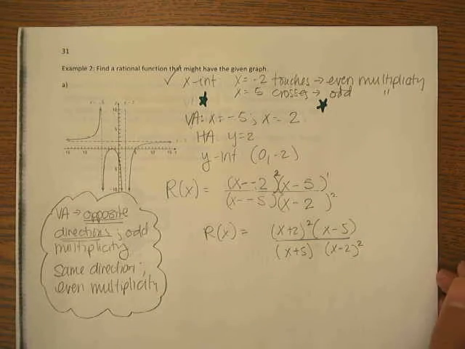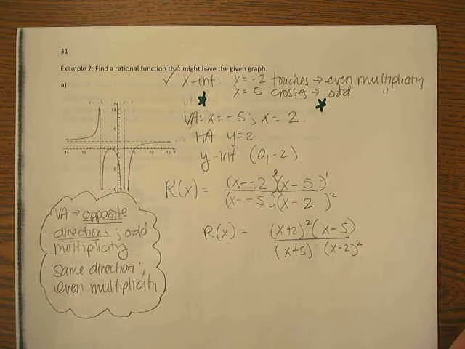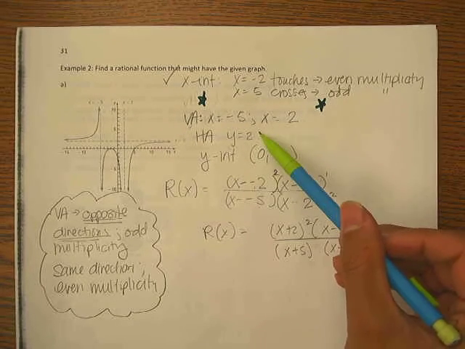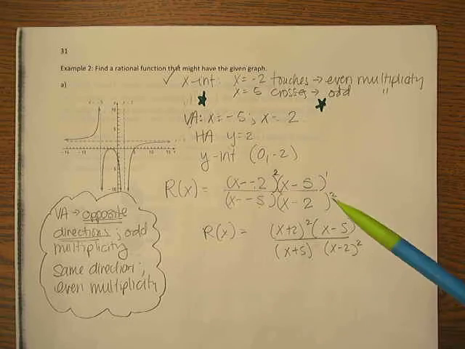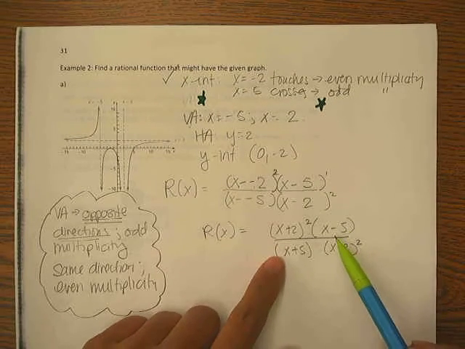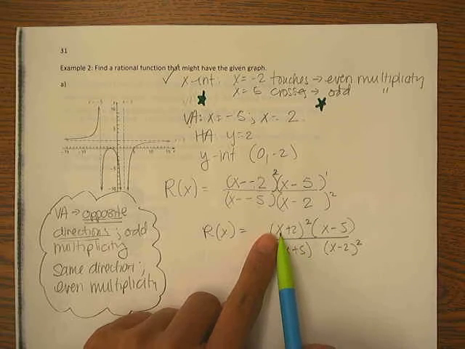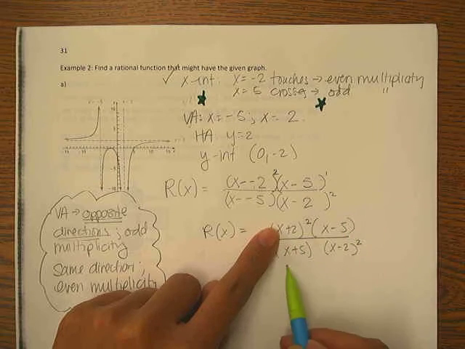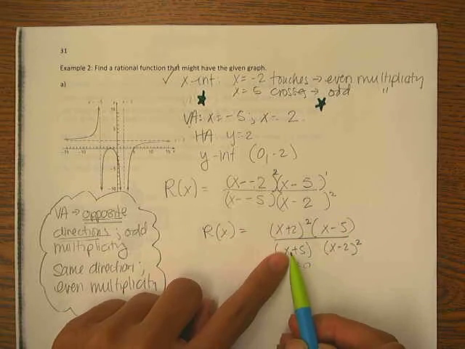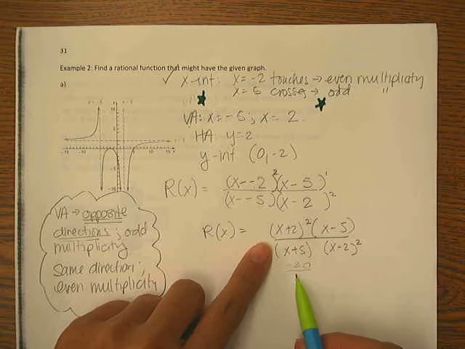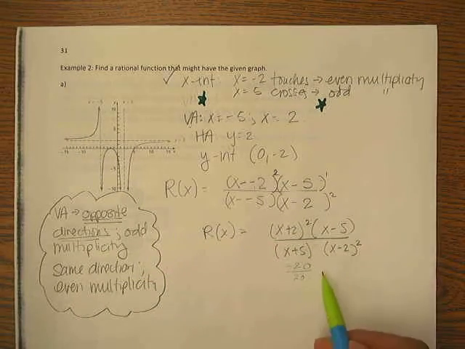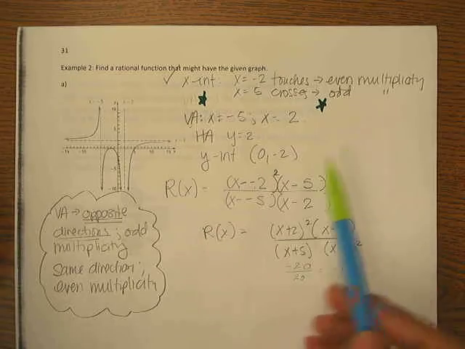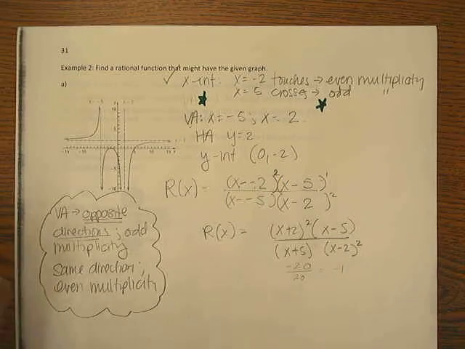So now that I polish it up a little bit, we also need to check if we have an HA at 2 and a y-intercept at 0, negative 2. Y-intercept is when x is 0. So when x is 0, we have 2 squared, which is 4. 4 times negative 5 is negative 20. When x is 0, this is 5. 5 times 4 is 20. So currently, we have a y-intercept at negative 1, which is not what we want. We want a y-intercept at negative 2.